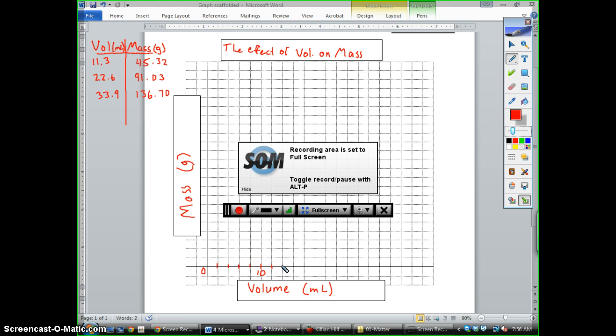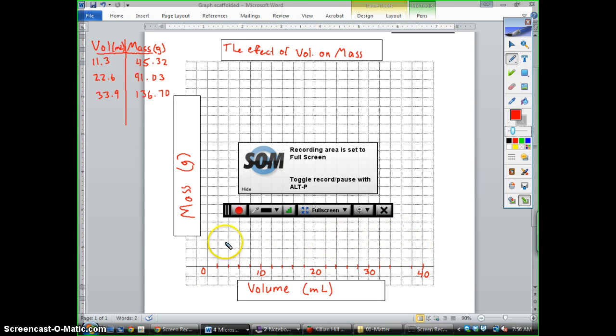So 10, 12, 14, 16, 18, 20, 22, 24, 26, 28, 30, 32, 34, 36, 38, 40. Okay, so what I did, I chose a scale for the graph so that the values would expand and fill up most of the space that I have available.